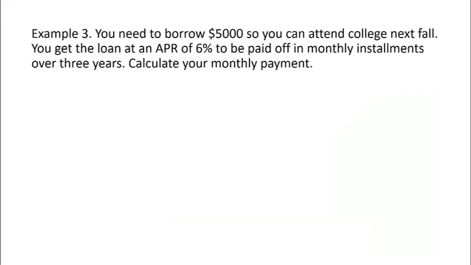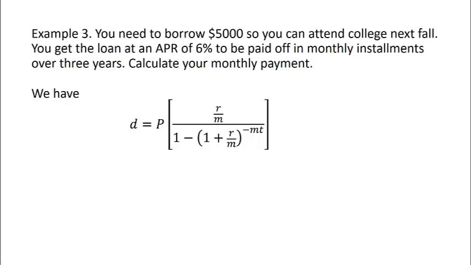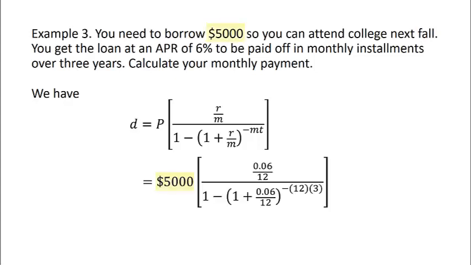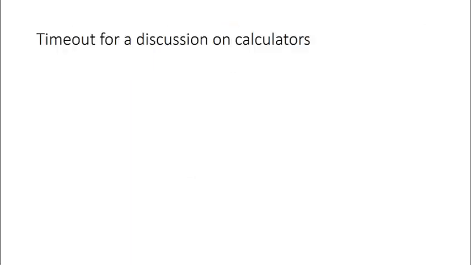Here's an example. You need to borrow $5,000 so you can attend college next fall. You get the loan at an APR of 6% to be paid off in monthly installments over 3 years. Calculate your monthly payment. Here's our formula. Notice that we borrowed $5,000, so P is 5,000. Our interest rate is 6%. Our interest is compounding monthly, so M is 12. And we're making these installments over 3 years, so T is 3. Using our calculator, we see that our monthly payments will be $152.11.